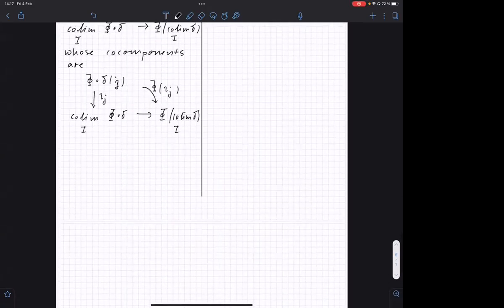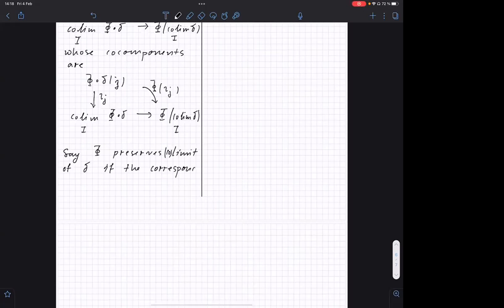Okay. And we say that phi preserves the limit of delta, or the colimit, if the corresponding map is an isomorphism, the corresponding comparison map that we've just constructed.